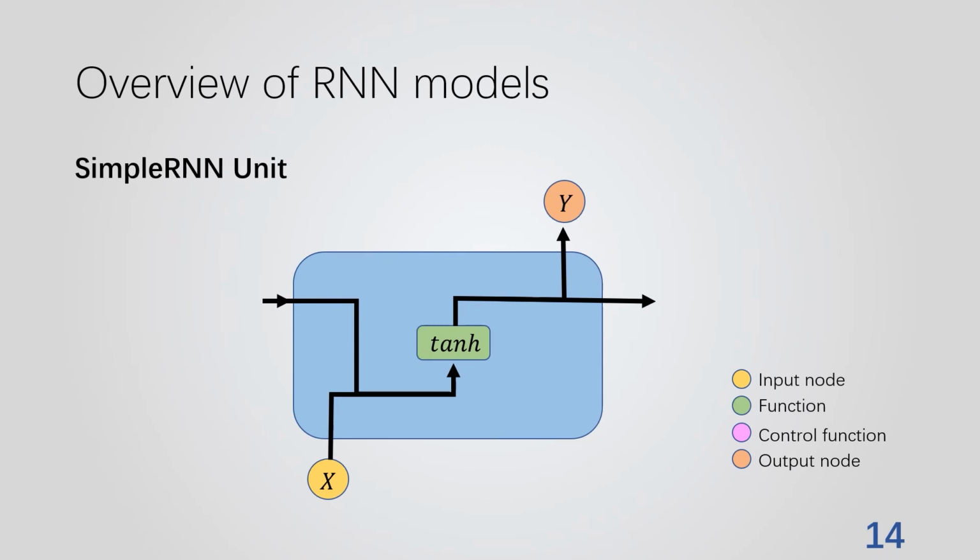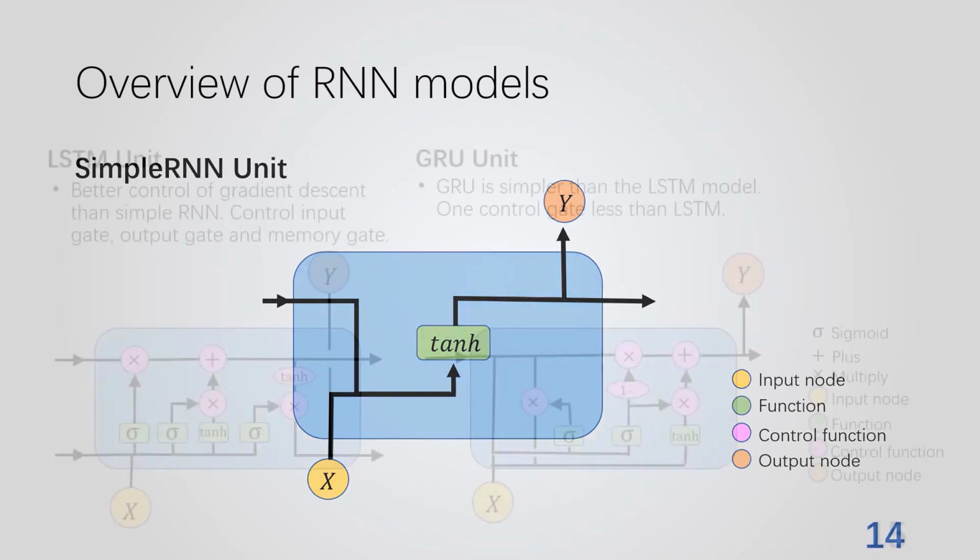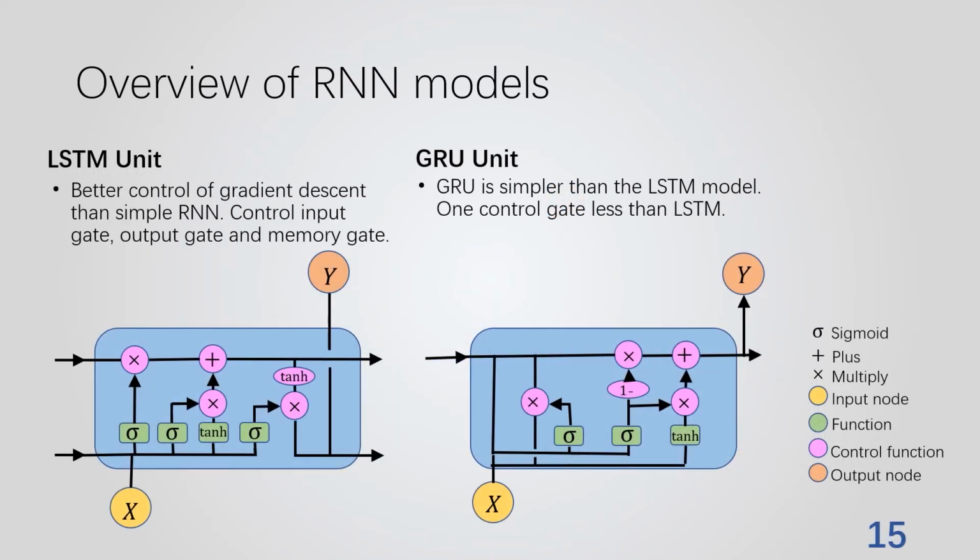The first one is the simple RNN. A simple RNN includes an input node, an output node, and a memory control function. The other two are the LSTM unit and the GRU unit. The LSTM unit has better control of gradient descent than the simple recurrent neural network. It includes an input gate, an output gate, and a memory gate. GRU is a little simpler than the LSTM model, but it also has good control of gradient descent, and it has one control gate less than LSTM.